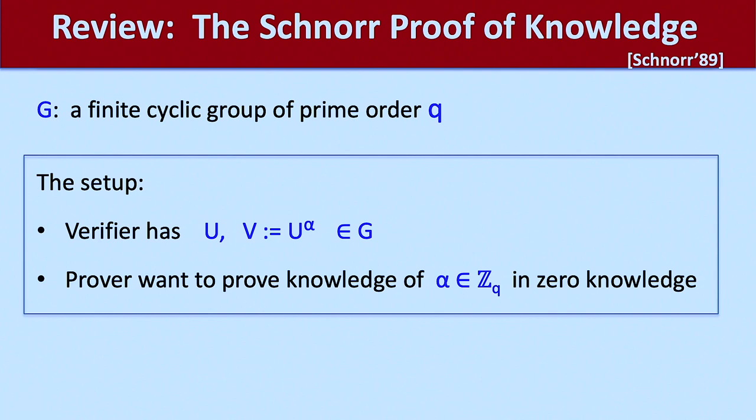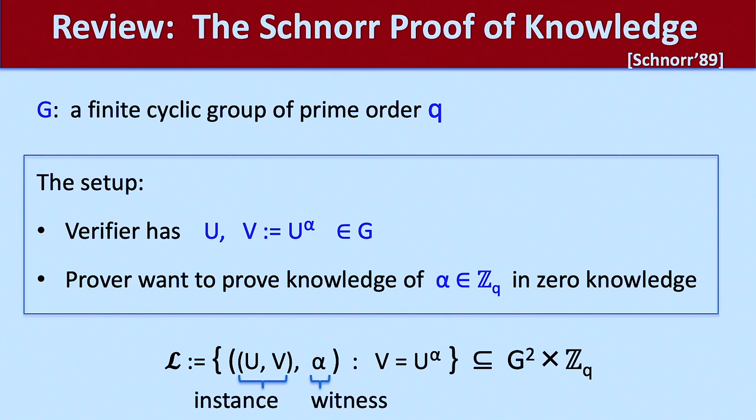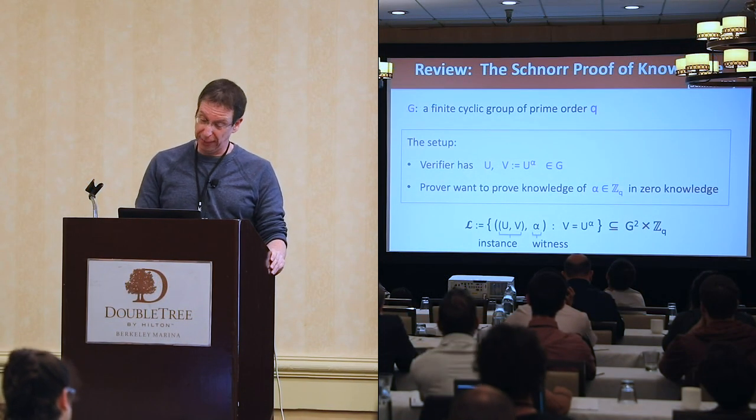If you want to be more fancy in notation, let me introduce this. We might use this a little bit later. We can talk about these languages. The first part of the tuple is the instance. So UV in this case is the instance of the problem we're trying to prove. The discrete log, alpha, is the witness. I'll always use Greek letters for the witness. The goal, of course, is to prove that I know a witness which proves that UV is in this language. All right, so that's in terms of the language of languages.